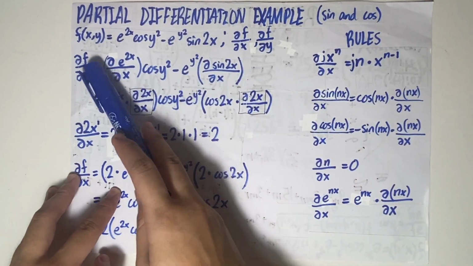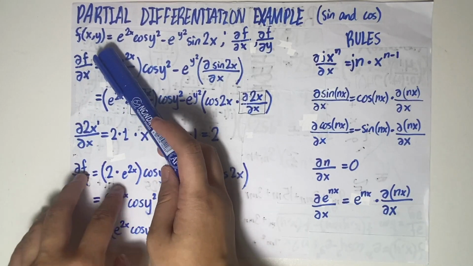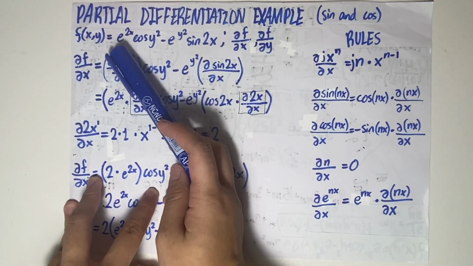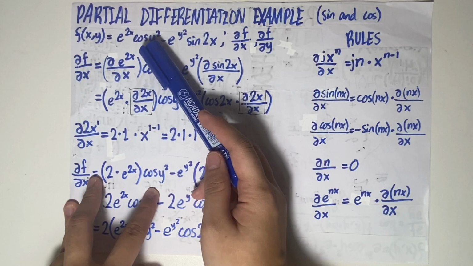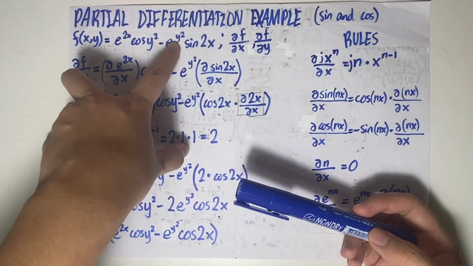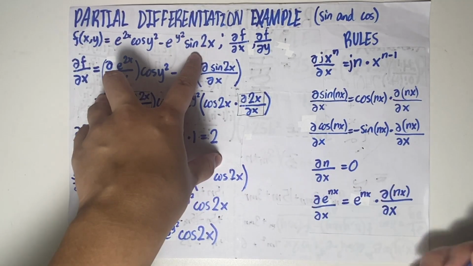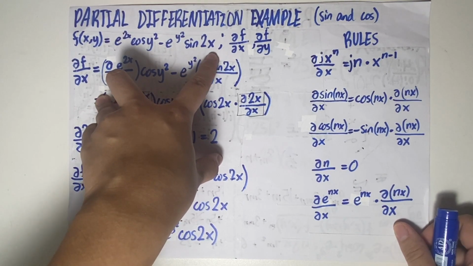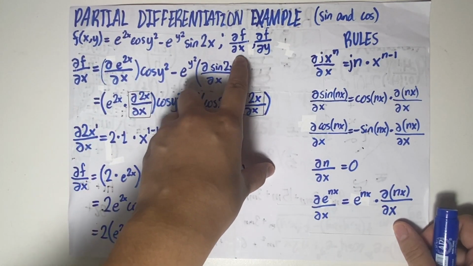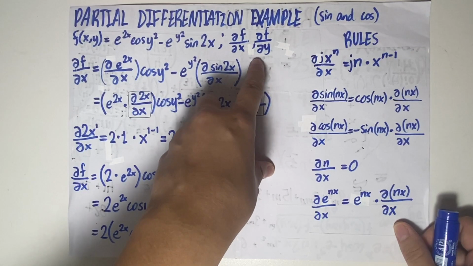Here we have f(x,y) is equal to e to the power of 2x cosine y squared minus e to the power of y to the power of 2 sine 2x. And we are going to derive this in terms of x and in terms of y.